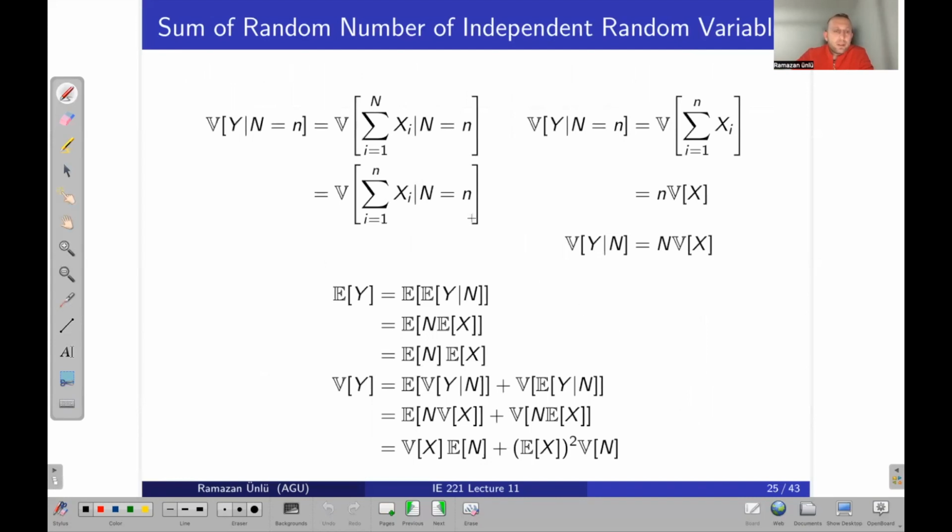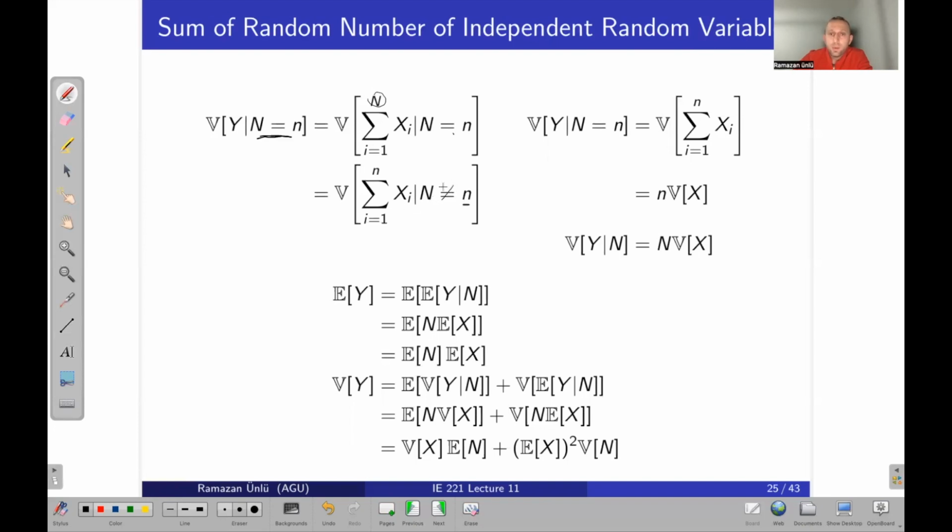Okay, let's look at the variance. If I want to calculate the variance of Y under the condition N, what is the Y? Y is the summation of the Xi, right? And the condition is N, the number of random variables. Instead of the capital N, I can write the small n because that will be given before, like a number such as 3, 5, etc. So that will be the variance of the summation of Xi, given that N is equal to some particular value.